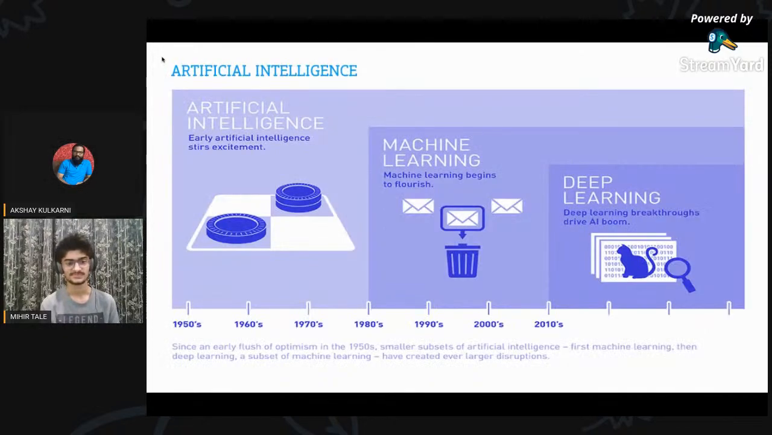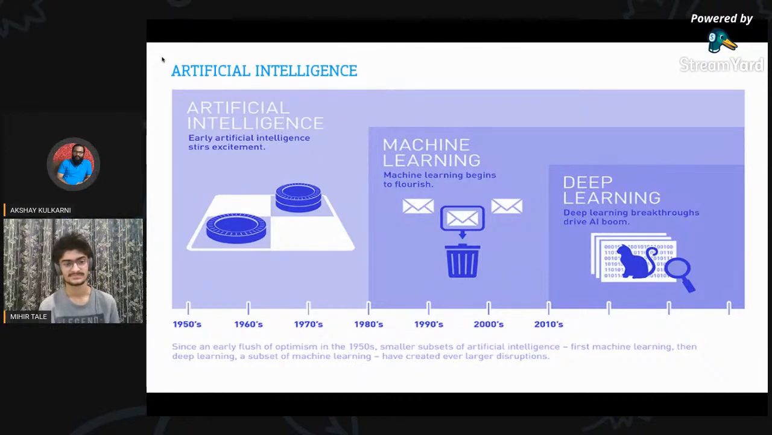Now, for people who have a doubt: what's the difference between AI, machine learning, and deep learning? How are these interconnected? If you ask me, AI is a bigger umbrella under which we have machine learning, deep learning, natural language processing, and all of this.